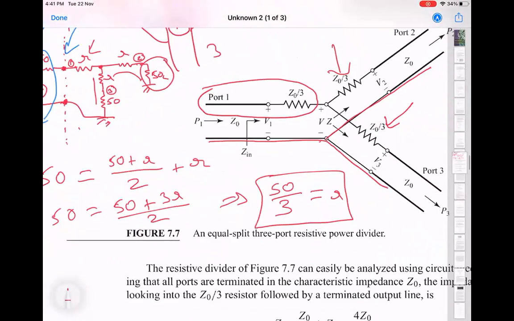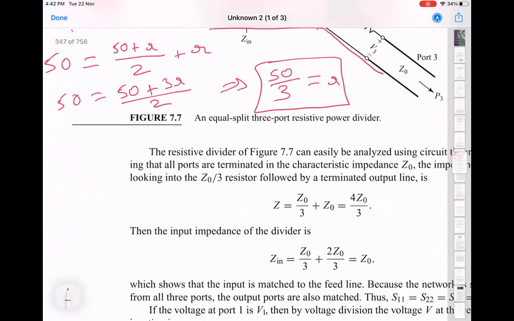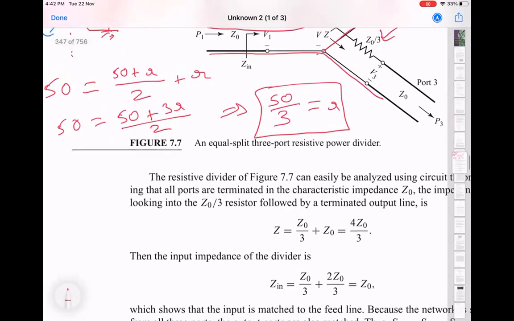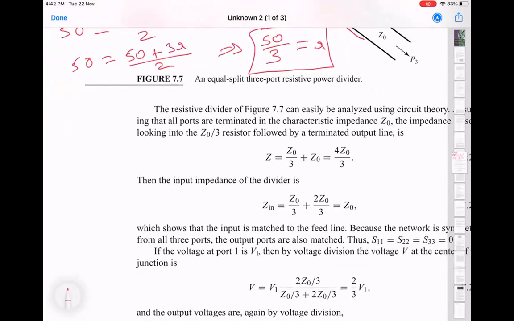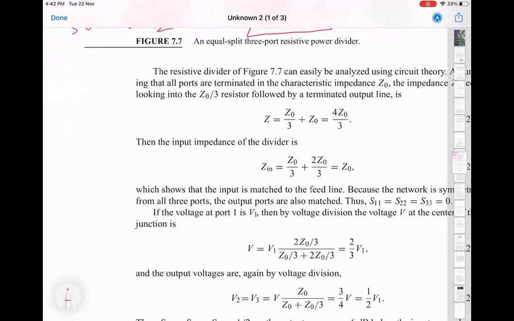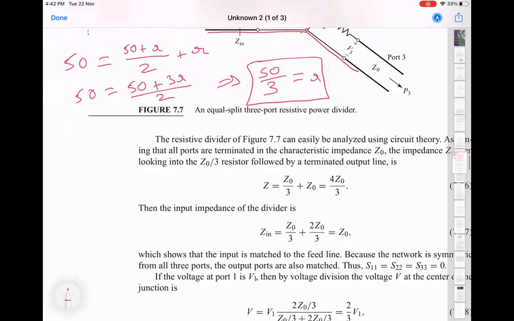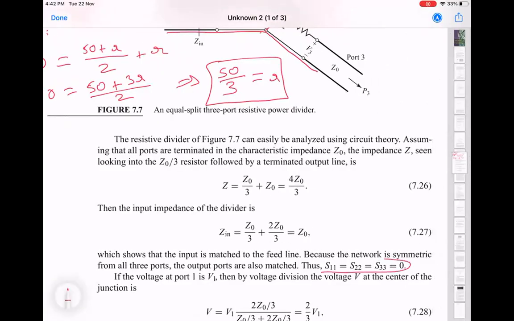which is what they had already assumed. So then they go ahead and show that if you assume R is 50 over 3, or in this case Z0 over 3, this would work for any characteristic impedance system. If the characteristic impedance is 100 ohms, then the correct resistor is 100 over 3, right? Because the calculation will not change. So once that is done, you know that you have achieved this by symmetry because it's completely symmetric.